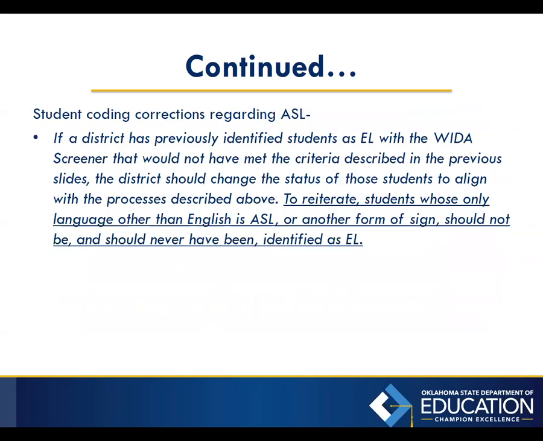So in terms of correction, if a district has previously identified students as EL with the WIDA screener that would not have met the criteria described in the previous slides, the district should change the status of those students to align with the processes described above. To reiterate, students whose only language other than English is ASL or another form of sign should not be and should never have been identified as EL. And if you have any questions on that, feel free to put them in the chat box.